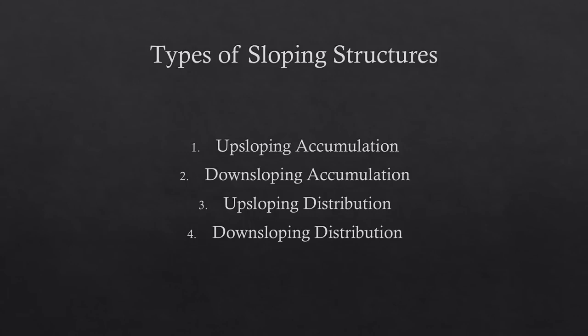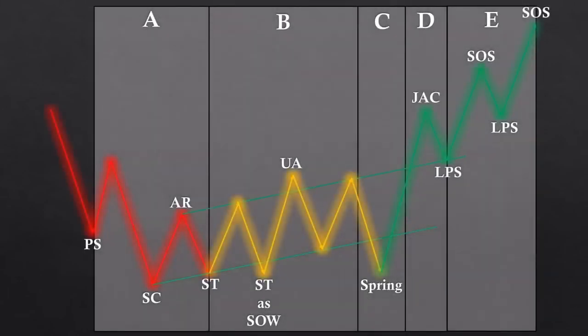Let's begin by analyzing the upsloping accumulation structure first. An accumulation is a structure that precedes an uptrend. The fact that it is upsloping denotes power from buyers. In other words, an upsloping accumulation is stronger than a horizontal accumulation. There is one critical detail that must be taken into account when dealing with an upsloping accumulation.